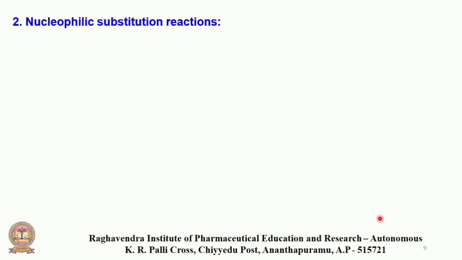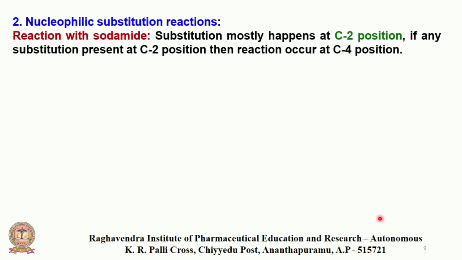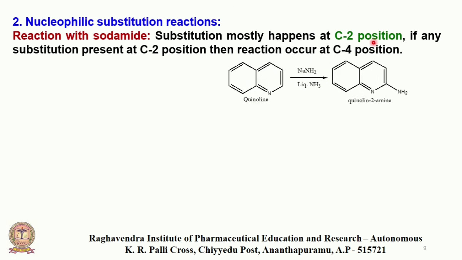Next, nucleophilic substitution reactions. As the nitrogen is present in the ring system, electron deficiency is present at the second position. So nucleophilic substitution reactions mostly take place at the C2 position. If a substituent is already present at the second position, then the substitution takes place at the fourth position. If you see the reaction with sodamide, NaNH2, the amino group attacks at the second position.